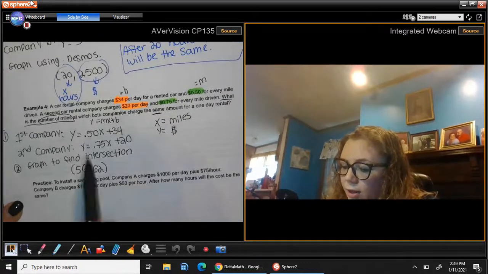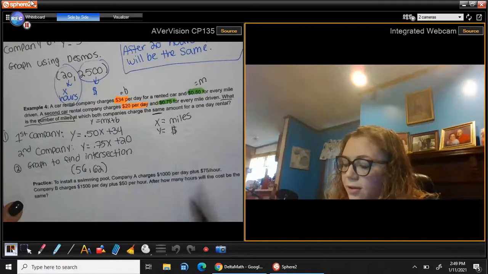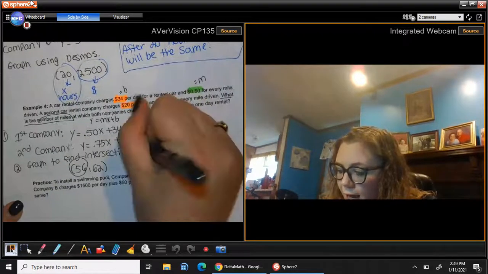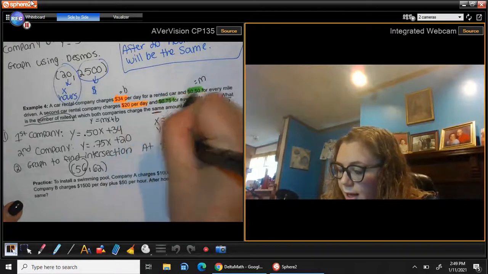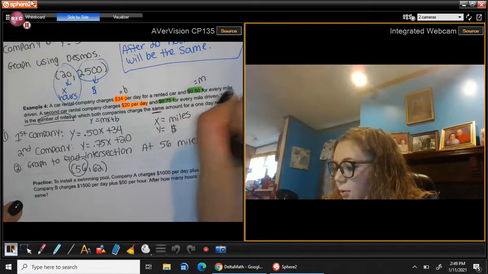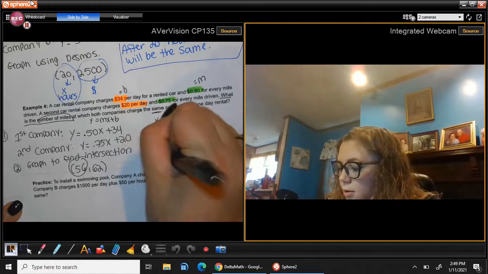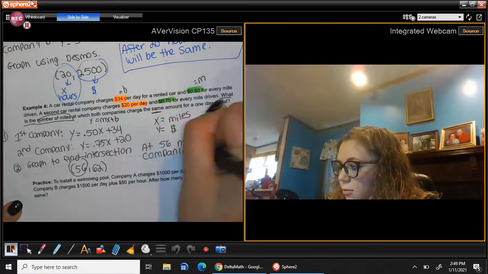Okay, and again, they want me to know what's the number of miles. So we're going to look at my X. So this value. So at 56 miles, both companies charged the same.